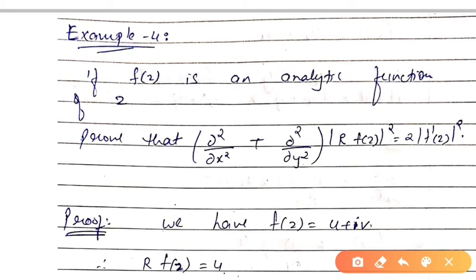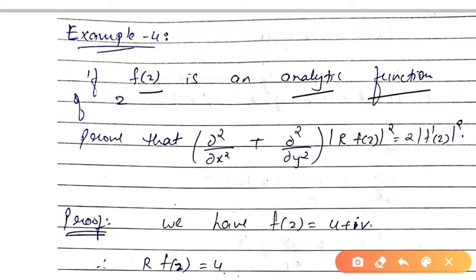See, here you are given that f of z is analytic. If f of z is analytic, then it must be a harmonic function. So this you need to remember. If f of z is an analytic function, then it must be a harmonic function. Okay, so you have to remember this thing.